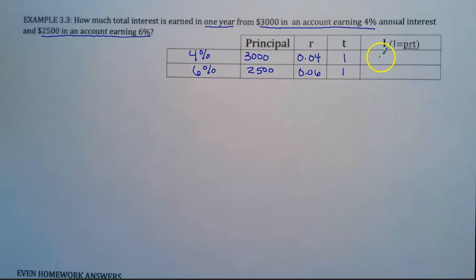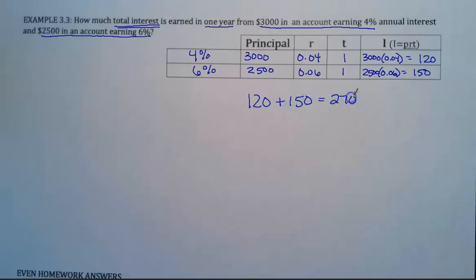So to find my interest, remember that's my principal times my rate times my time. So 3,000 times 0.04 equals 120. For my 6% account, I've got $2,500 times 0.06, which equals 150 for my interest. The question says, how much total interest is earned? So I should add them together. 120 plus 150 equals 270. So it's $270 earned total.